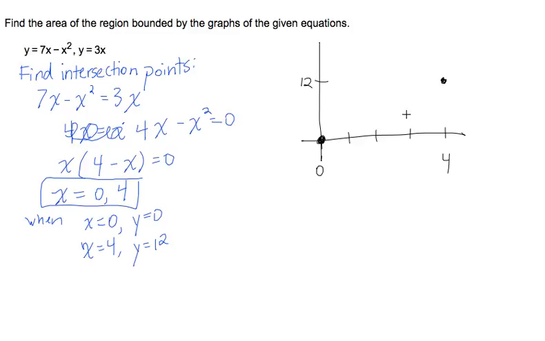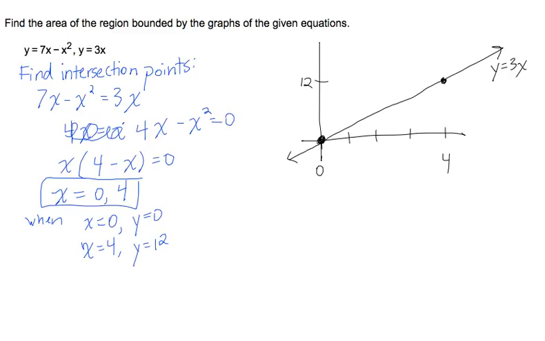Okay, graphing the line y equals 3x is pretty straightforward. It's just a straight line through those two points. Graphing this quadratic is a little bit more advanced. So 7x minus x squared has a negative leading coefficient in front of that leading term x squared. So it's a parabola that opens downward.